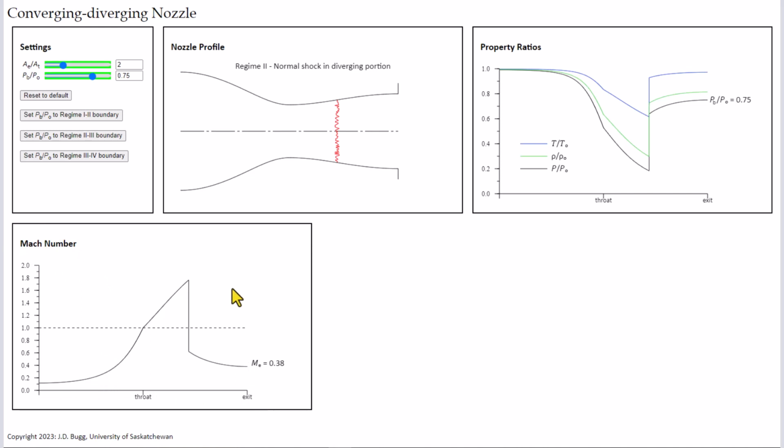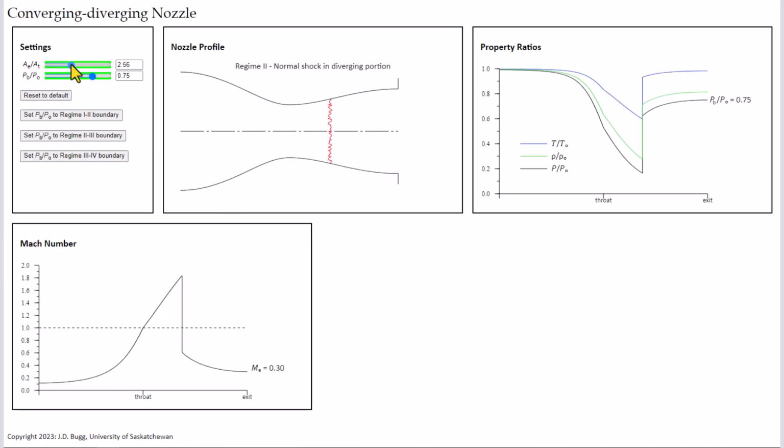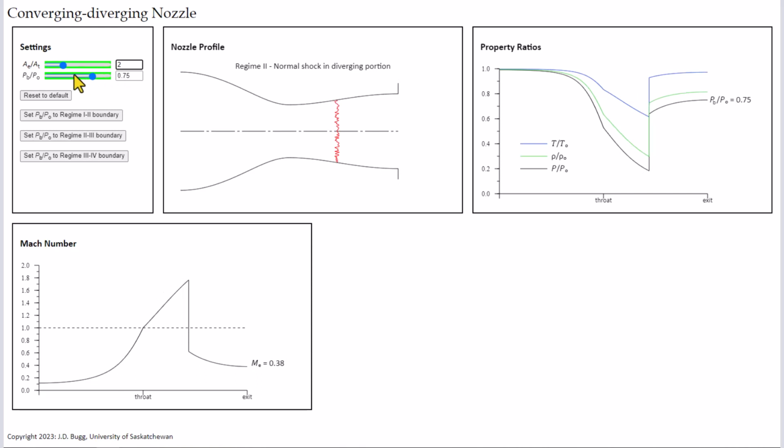We're starting off at the default conditions. In this tool, we can change the area ratio if we want. This area ratio is the area of the exit divided by the area of the throat. This is an axisymmetric nozzle geometry, so we're looking at the diameter of the throat here and the diameter of the exit here. The default area ratio is 2, and I'm just going to go back to that default. We're more interested in the effective back pressure ratio. This input allows us to change the ratio of the back pressure to the plenum chamber pressure. That's the pressure in the region where the nozzle is discharging, divided by the pressure in the plenum chamber. By default, it starts off at 0.75, which, for this area ratio, happens to be in regime 2.